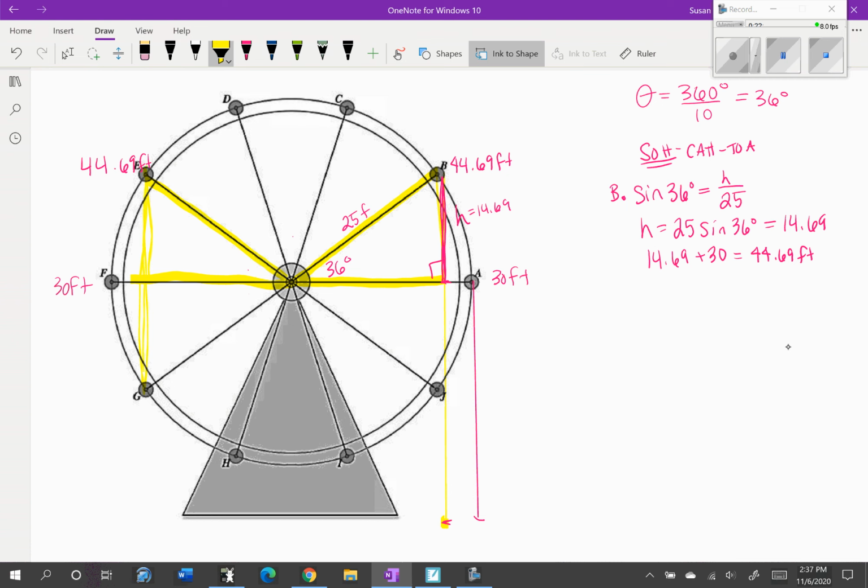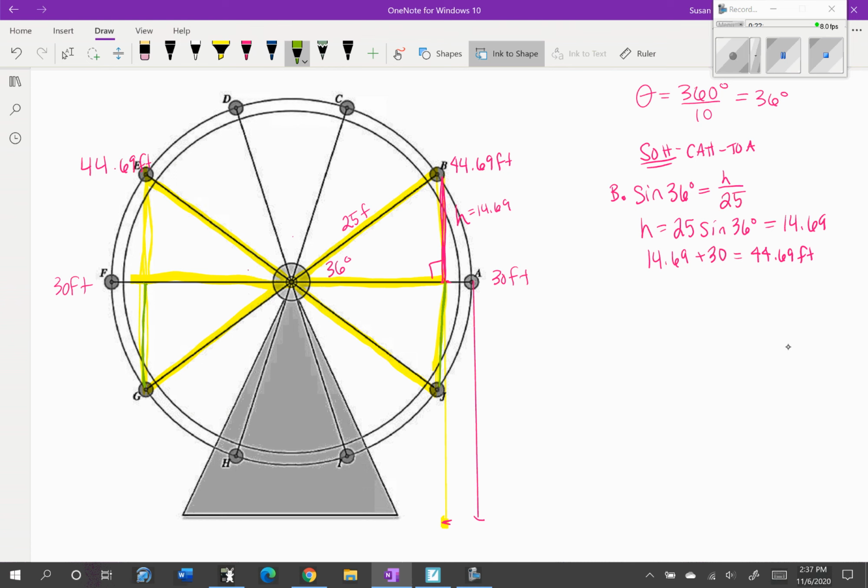Well, again, thinking about symmetry, that triangle, if we were to flip it across the x-axis, would match up with this triangle here, and on the other side, this triangle here. So now we need to figure out again what the distance off the ground is. So how do we figure out the distance off the ground?